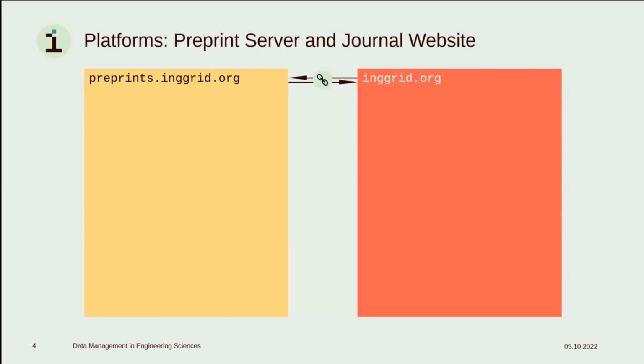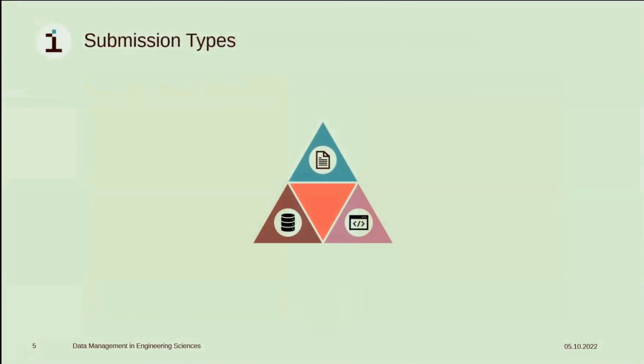I'll set the scene here. We have two platforms. This is important for now. You have probably mainly seen ing.grid.org, which is the main journal website, and this is linked together with the preprints platform, preprints.ing.grid.org. And to treat the thematic material, I want to recap the submission types that we have.